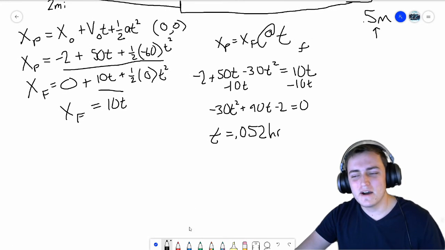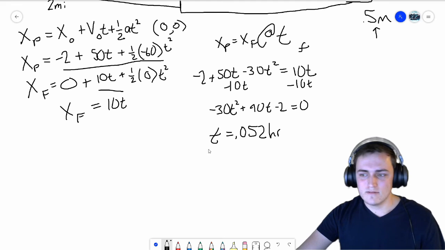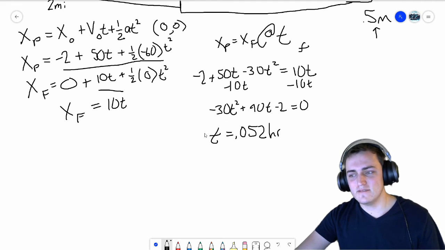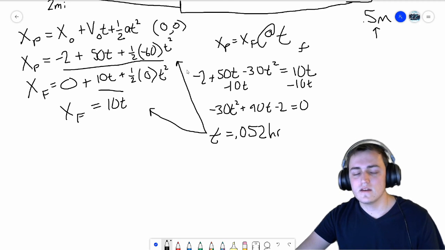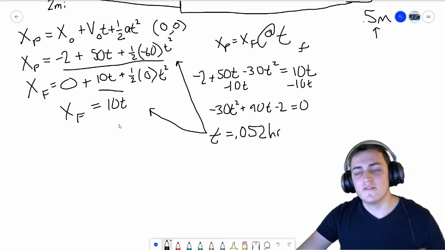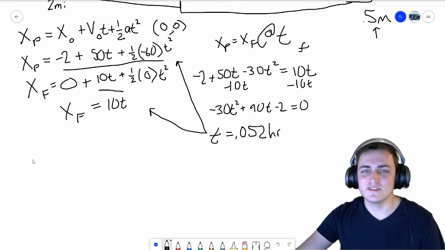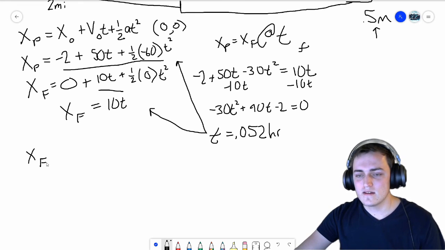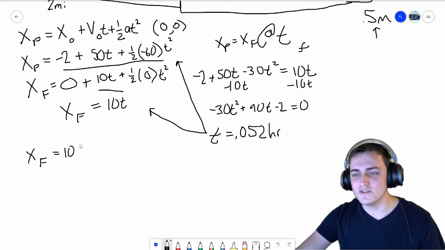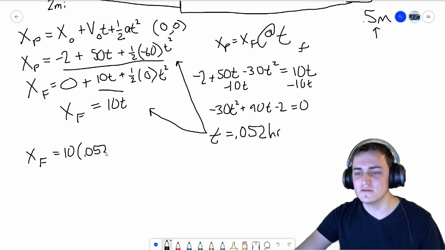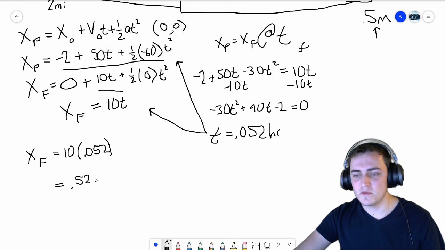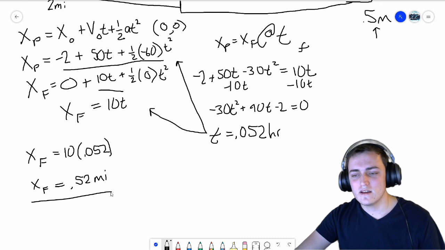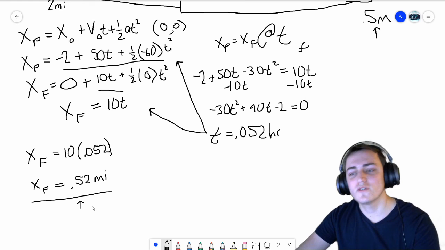Well, how do we know how far the train crash would have been? If we know how long it took, we could take t final and plug it into either one of these two equations, for the passenger train or the freight train. If you have to choose which one to put it into, the freight train's equation is much simpler. Position of the freight train at t final is just 10 times 0.052. And so we just move that decimal point in place. We end up with 0.52 miles. So the final position of the freight train was 0.52 miles according to their stories.